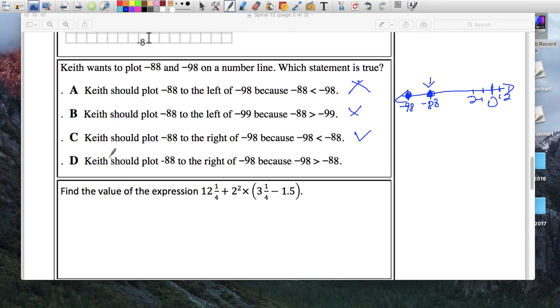Let's just check the last one. Keith should plot -88 to the right of -98. Yes, because -98 is bigger. -98 is not bigger. So this is the incorrect one. So the only one that works is C.